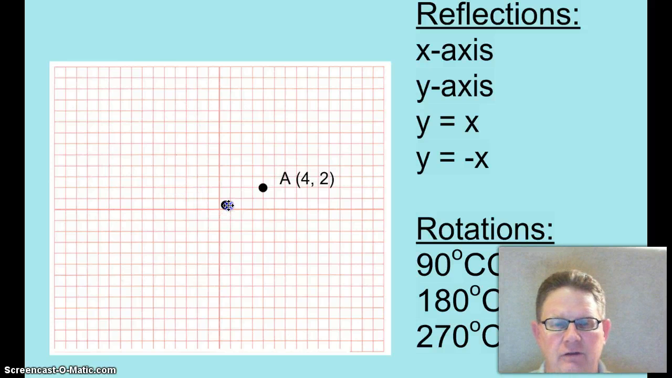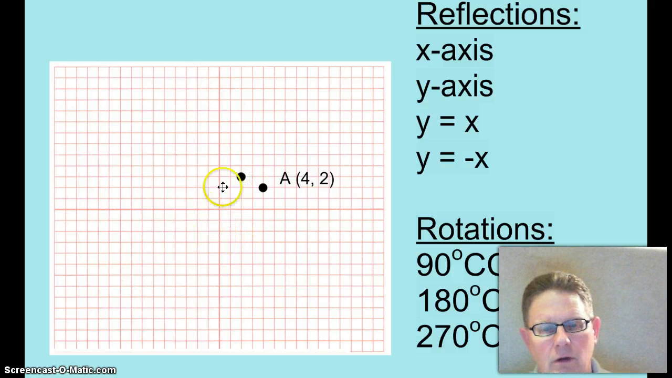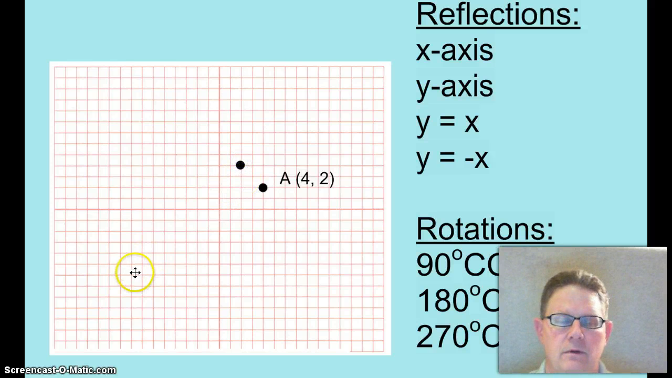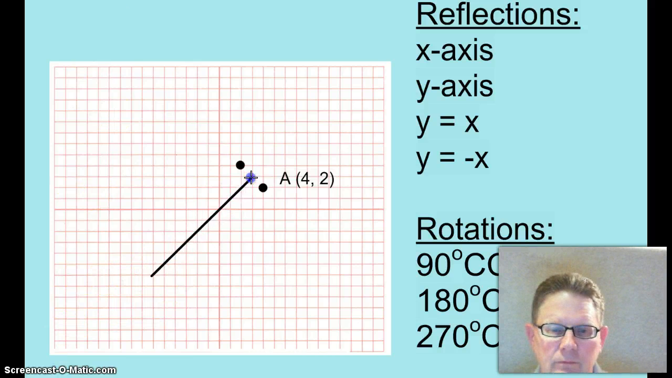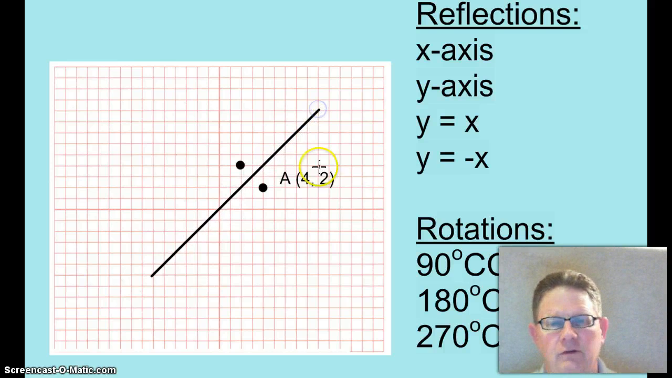Reflected in the line y equals x. Alright, let's see here. That would be right there at 2, 4. Oh, that's 2, 3. How about 2, 4 right there? There, that's it. And if you don't believe me on that one, watch. There's the line y equals x. And look, it's the same distance away on both sides. So A prime would be 2, 4.